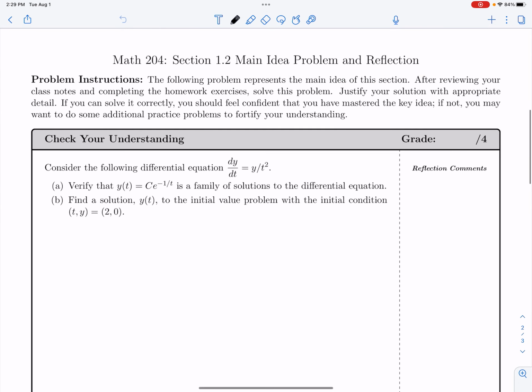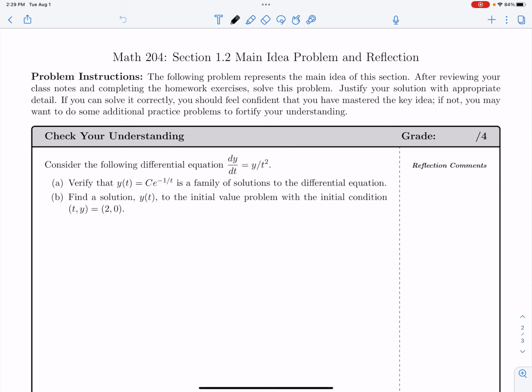Let's take a look. The problem asks us about a differential equation. So we've got this differential equation, dy/dt equals y over t squared. And they want us to do two things. First, verify that this function here is a solution, basically a family of solutions. You notice the constant c, so for every c, you would get a different function, and so it's a family of solutions. Verify that is a solution, and then solve an initial value problem where they give you the initial condition. All right, so let's do that. First, part A.